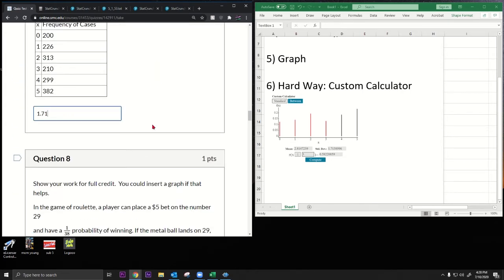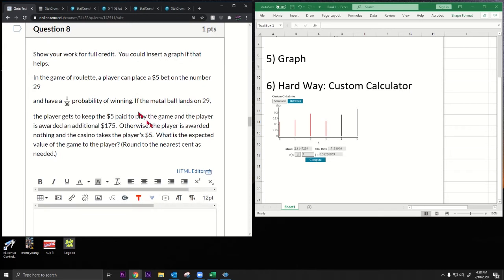Alright. What else? Number 8. Show your work. I guess this is 6 and 7. So 9.